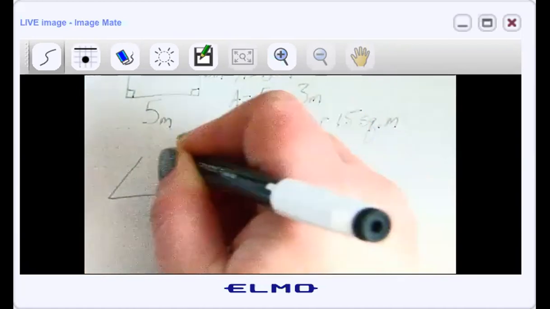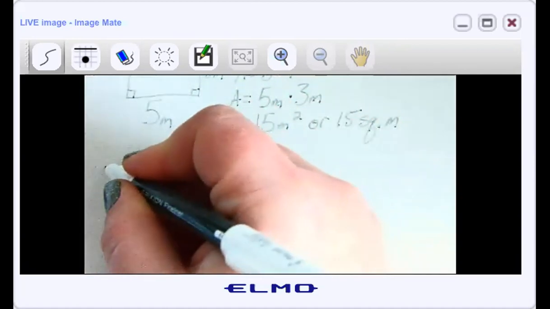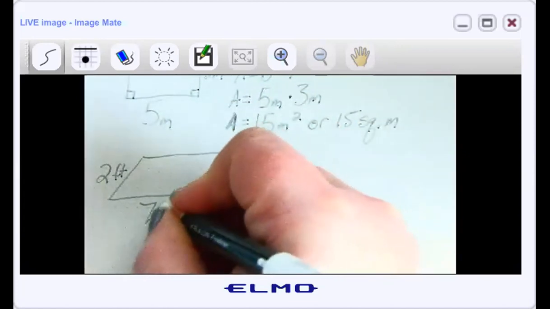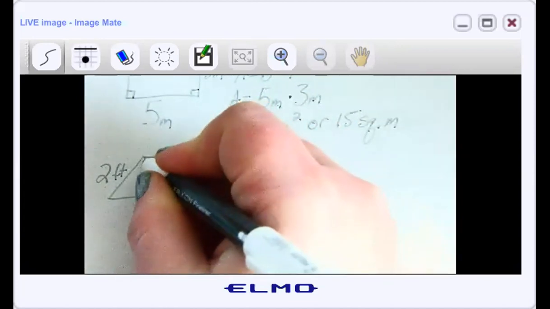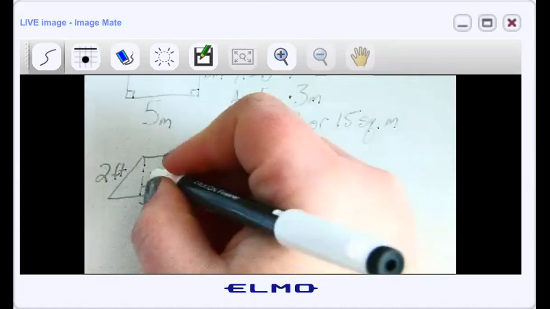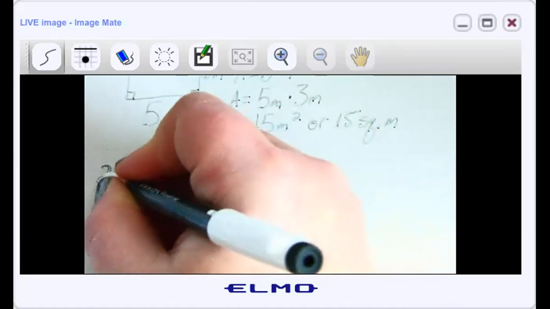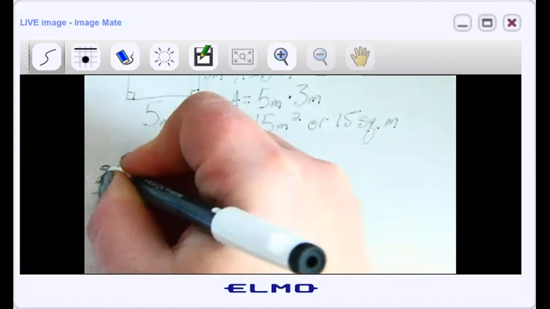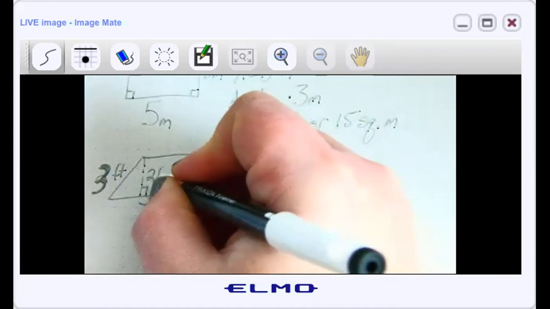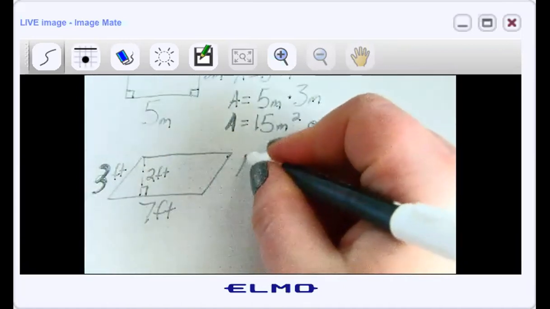So I'm going to try and trick you on this one. Don't get caught up. Let's do feet this time. 2 feet, 7 feet. Actually, can I make a tiny change? Let's make this a 3. And I'll make this one a 2. Okay. Find me the area of this shape, if you would.